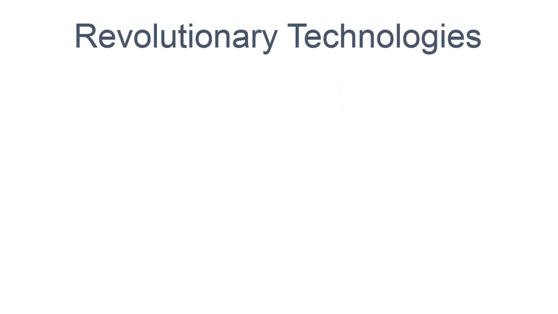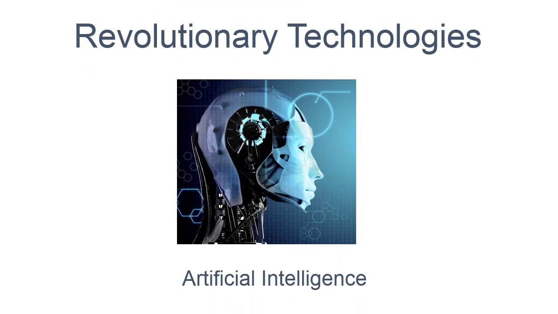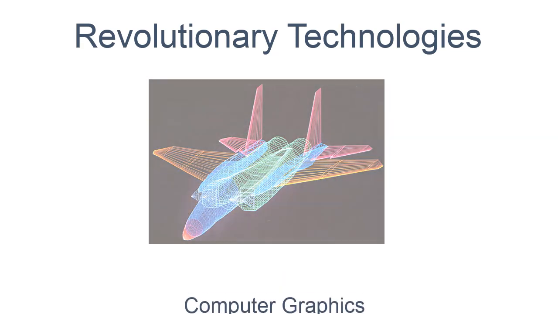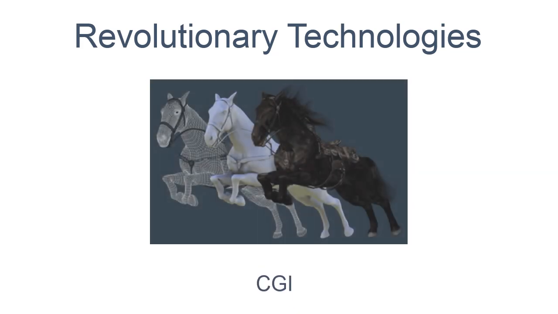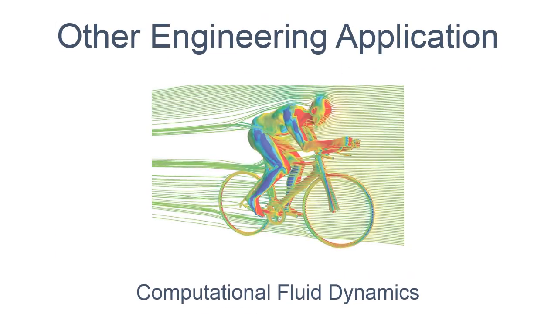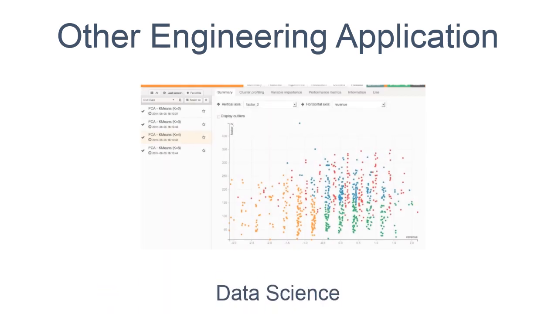Computer science engineers also work on revolutionary technologies like artificial intelligence, computer graphics, cybersecurity, and computer generated imagery. And also on many simulation tools for other engineers like CFD, electronic and electrical system design, data scientist, etc.